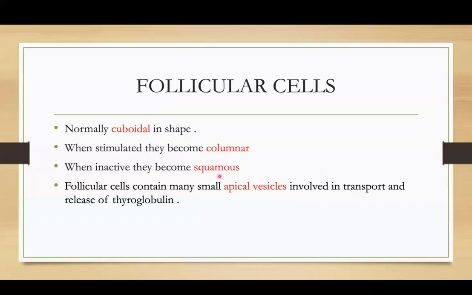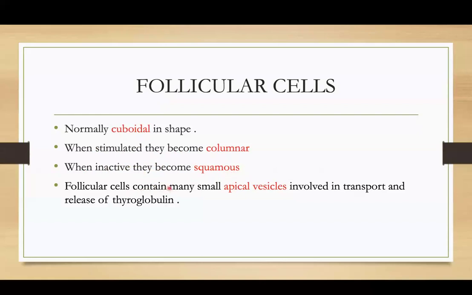So the way I like to remember this is normally they're cuboidal, and then if they're stimulated, they have to do more work, so they become bigger, which is columnar. And then if they don't have to do any work, when they're inactive, they become lazy and become squamous. So they shrink and become squamous, right? Because squamous is the smallest.